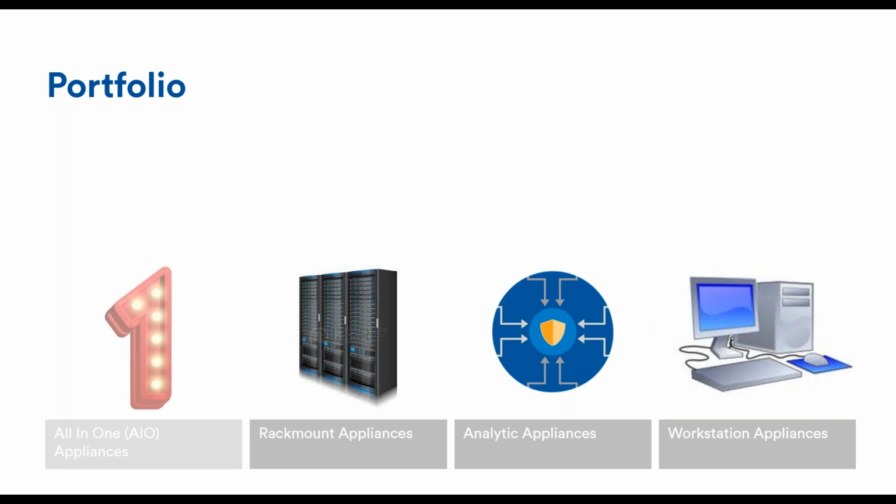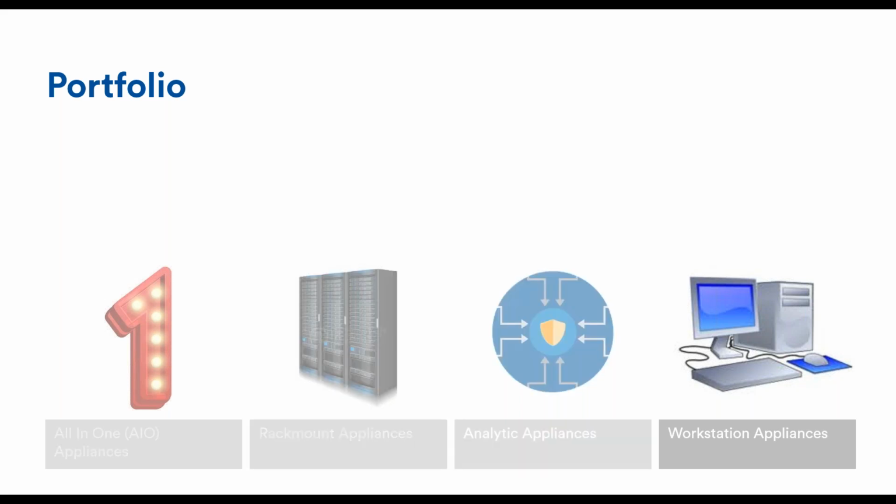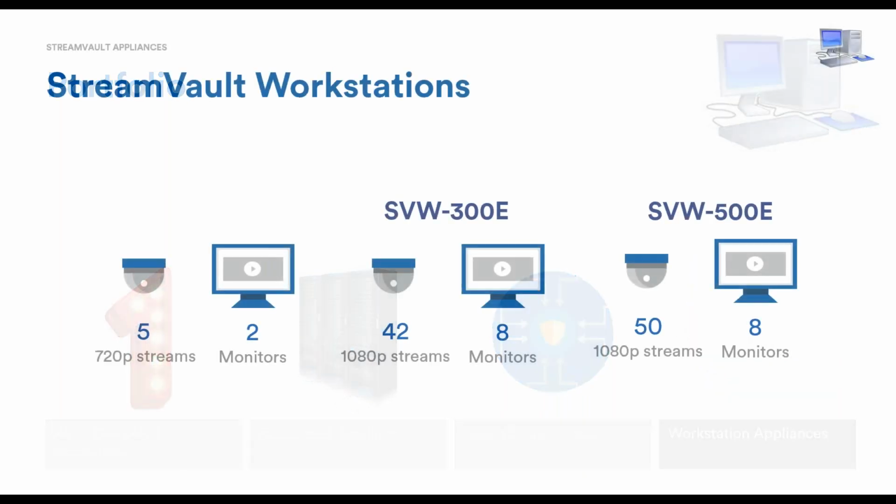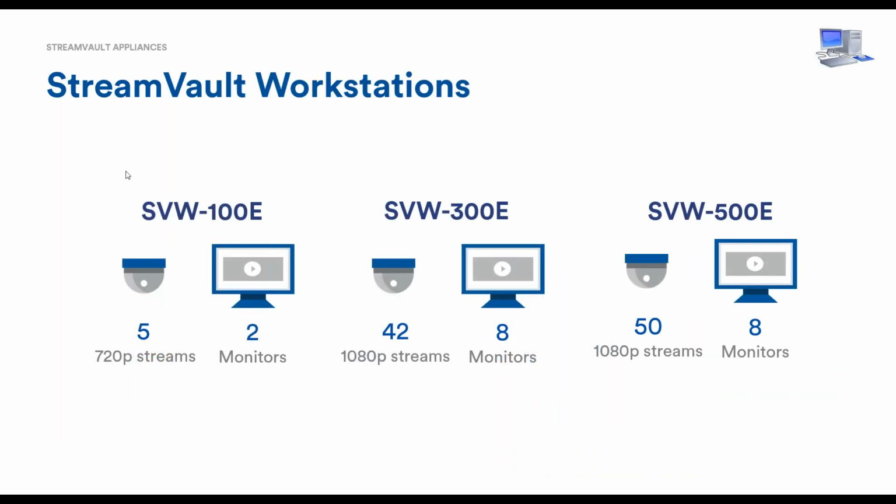So the final section is the workstation. Because we need to be able to view the video, the analytics, the LPR, we do sell the workstation. We have 3 different models for the workstation: the SV100E, the 300E, and the 500E.